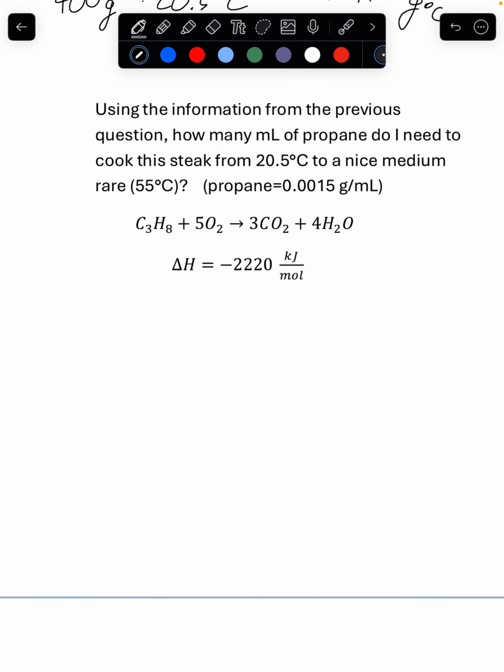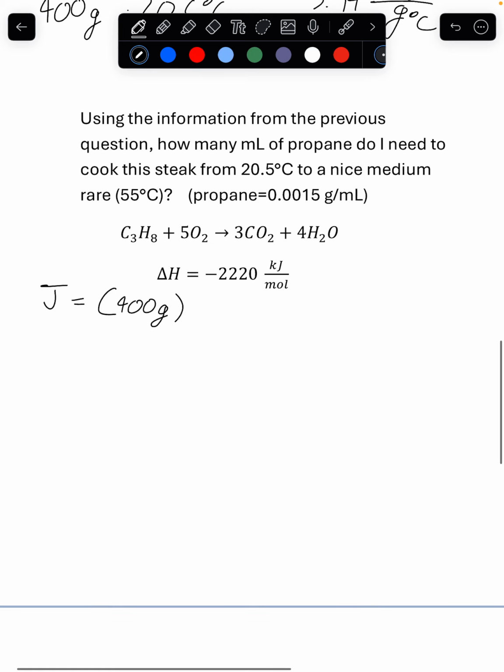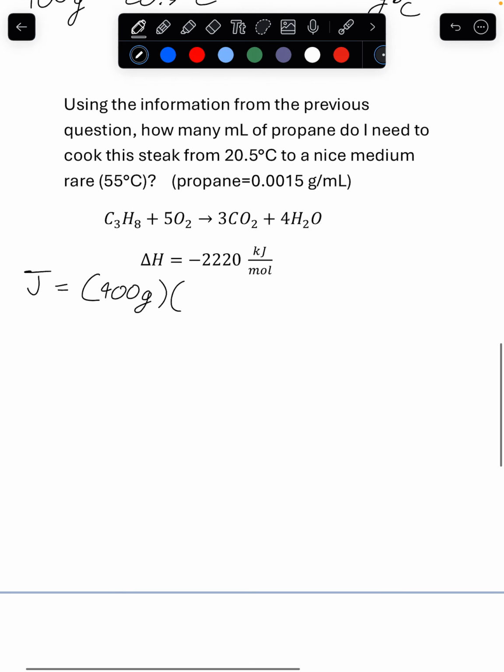Okay, well now we know the specific heat, so we can solve some things about the energy required to cook this steak, right? It's 400 grams. I don't know if when you thaw steak it gets heavier from being in the water, but let's just say it's 400 grams. We now know the specific heat was 3.44 joules per gram degree Celsius.